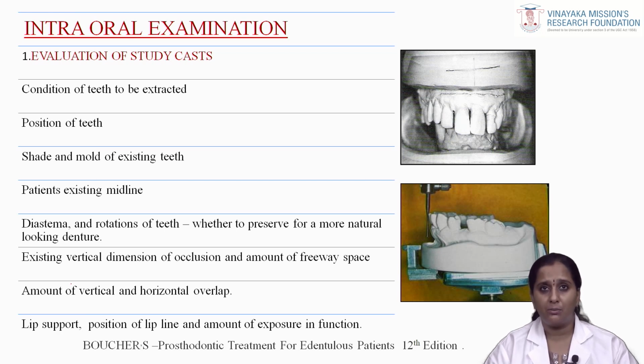The first and most important advantage of doing an immediate complete denture is that it will maintain the vertical dimension. So it will restore the vertical dimension of a patient. Then we have to check for their vertical and horizontal overlap. Similarly, these have to be checked in the patient's extraoral examination also.